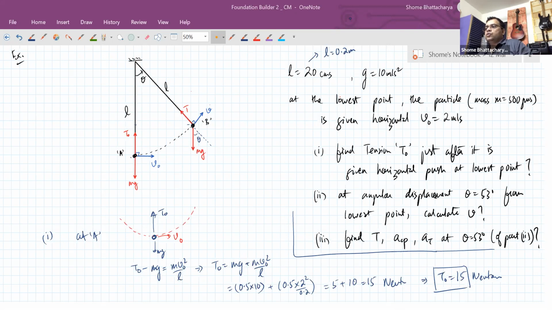Okay. Now next, in the second part, we have to find the speed at the point B. So for this, you use conservation of energy. Conservation of mechanical energy from A to B. You use that.